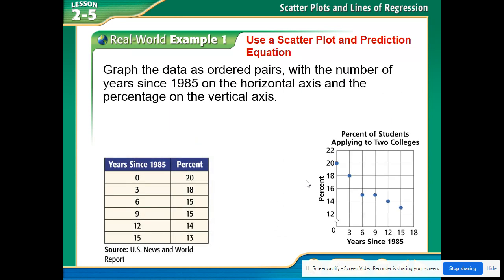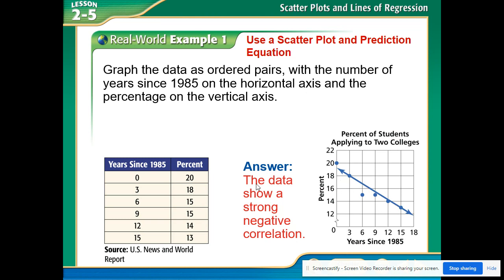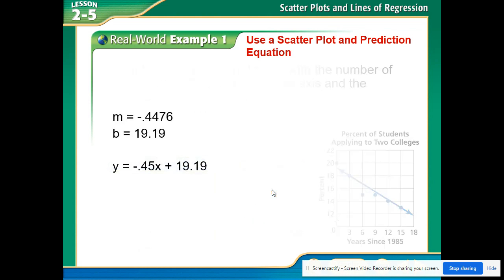You should get a scatter plot that looks somewhat like this, and then we should be able to show a negative correlation. We do have that one point off, so if you wanted to say this was weak because of that, I'm not going to be too upset with that, but most of these go through, so we say a strong negative. Again, we can look at that R value and see which one it is.